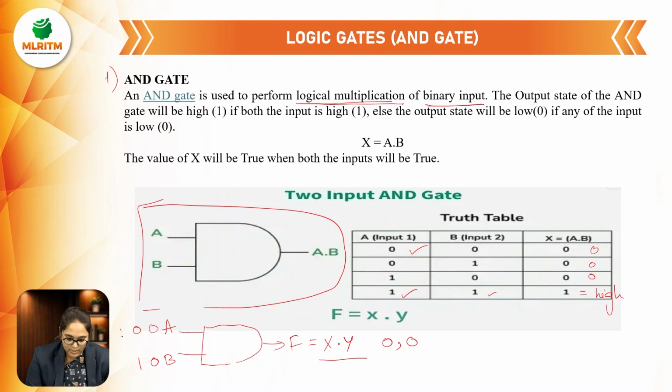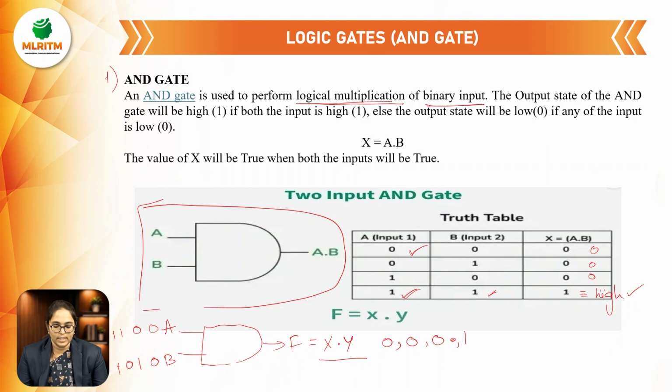If the values are 1 and 0, then it is also 0. If the values are 1 and 1, then the result is equal to 1. So this is how the logical operation is performed: when both inputs are high, then the result is also high, or when both inputs are true, then the result is also true.